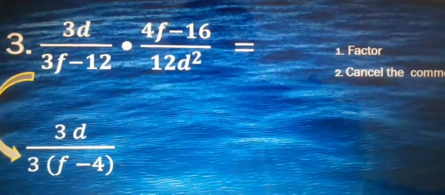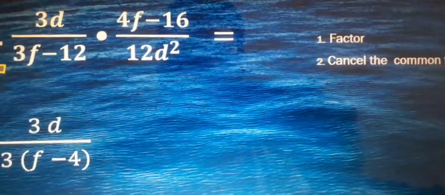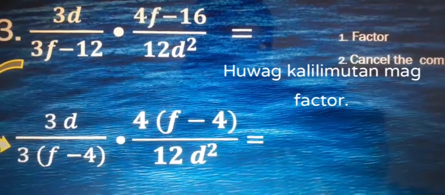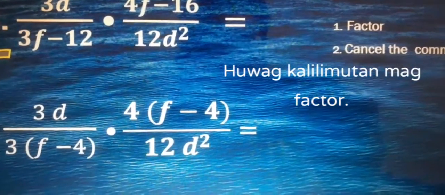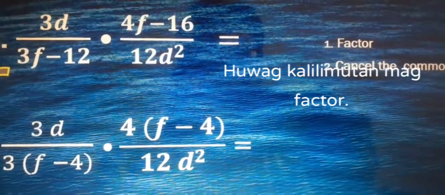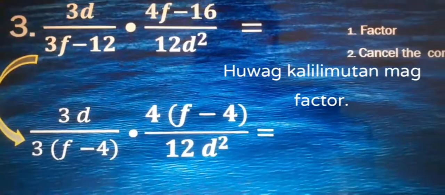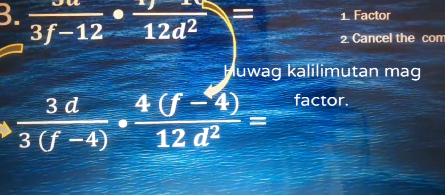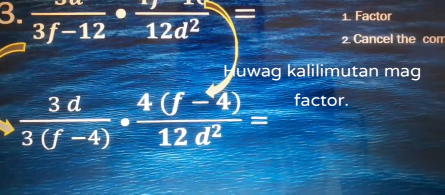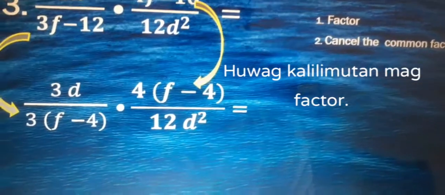Now, punta tayo dito sa multiplier, which is 4f minus 16 over 12d squared. So, dito po, ang factor ng 4f minus 16 is equal to 4 multiplied by f minus 4. Since 16 divided by 4 is equal to 4. Kaya, ang ating magiging factor ay 4 multiplied by f minus 4. Ang kasunod natin na hakbang is to cancel the common factor.